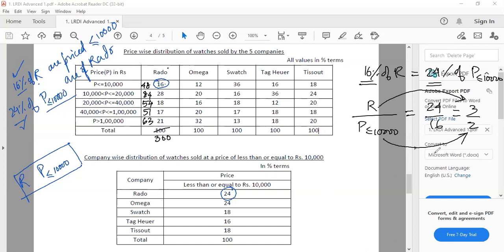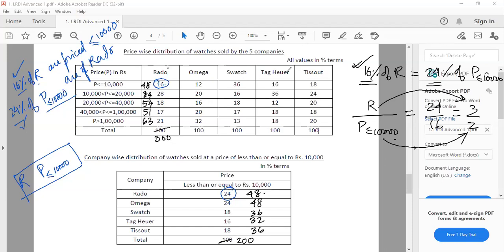Same logic, say price less than equal to 10,000 is 2. That means instead of keeping this at 100, I'll make it 200. And everything else gets multiplied by 2. So this is actually 48. This is also 48, 36, 32, 36. Done. You see, this 48 and this 48 are the same. That's what we equated, right? We said that they must be equal. 16% of 300 and 24% of 200, both are 48. My job is done. I've been able to link these two tables.